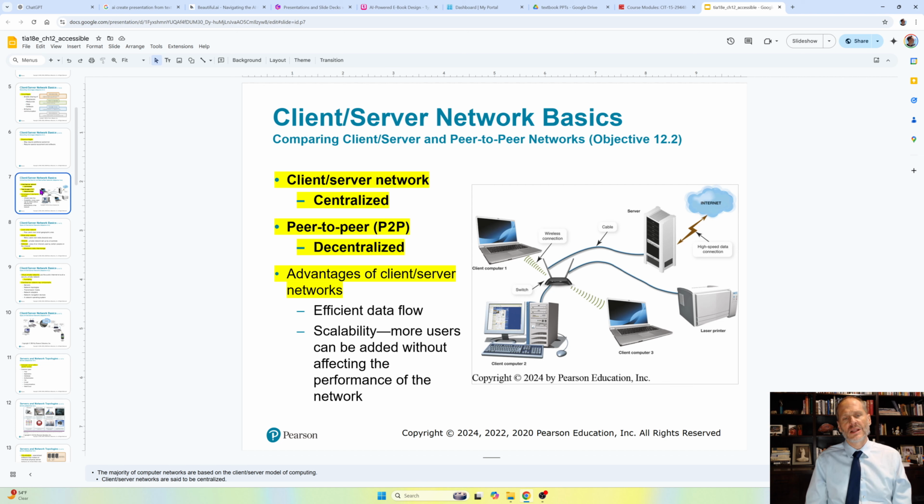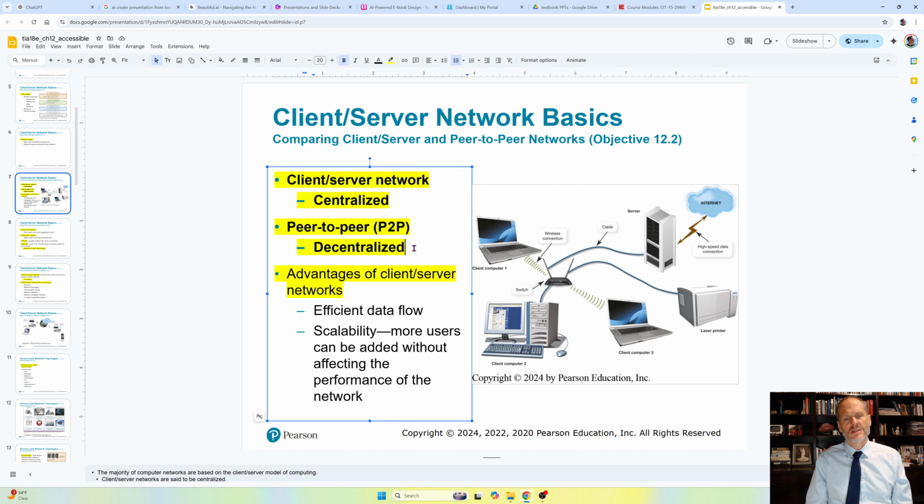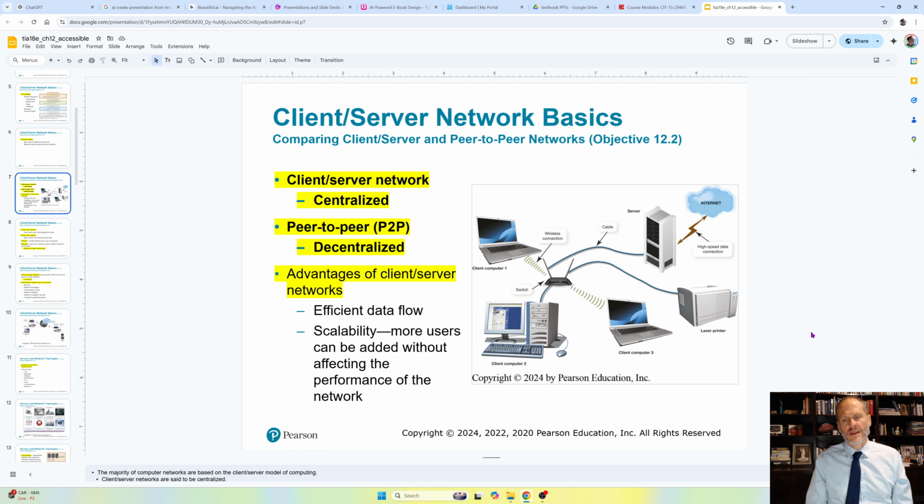And now there are a couple of types of networks. Again, we've talked about these a little bit: a client-server network and peer-to-peer networks. The interesting words here that have been included in the textbook are centralized and decentralized. So a client-server network is a network where you have one server.